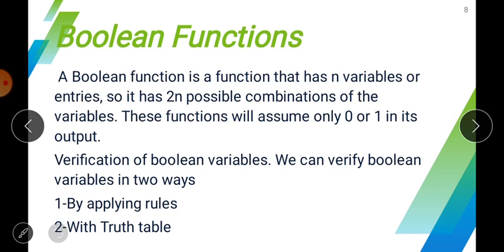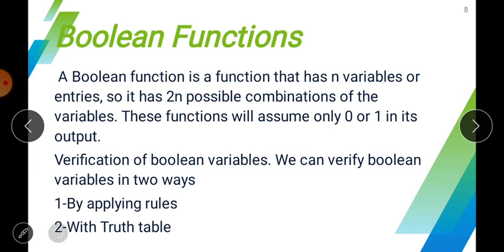So in a Boolean function, there may be n variables, one variable, two variables, or more than two variables. It can be said that there are n variables. As I told you earlier, when we are preparing the truth table for any function, we have to calculate the possible combinations, and for n variables there are 2 to the power n possible combinations.